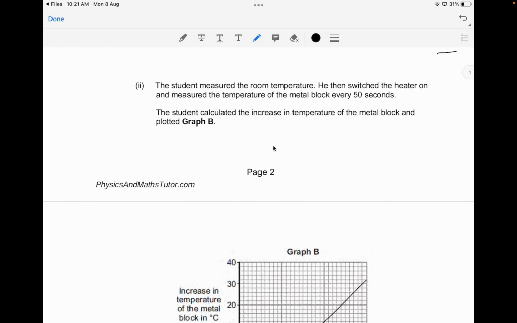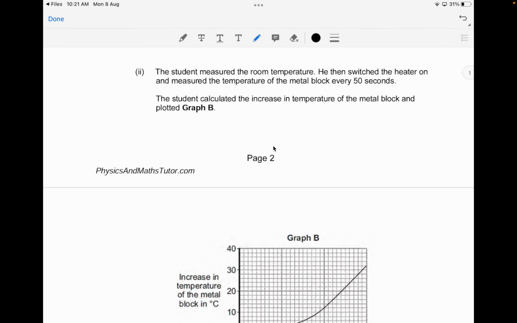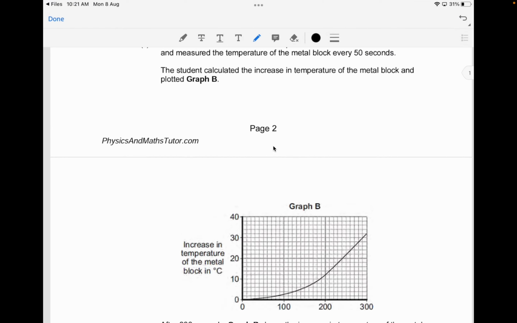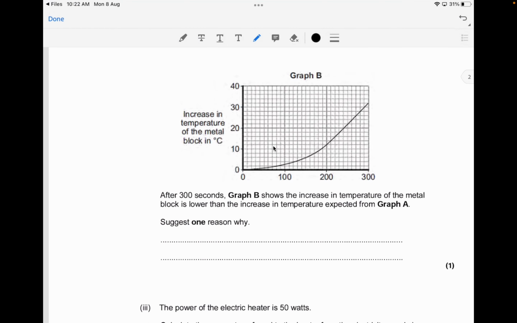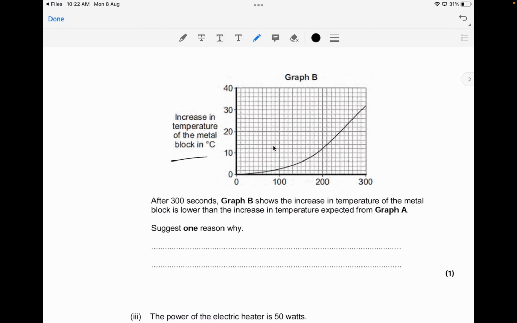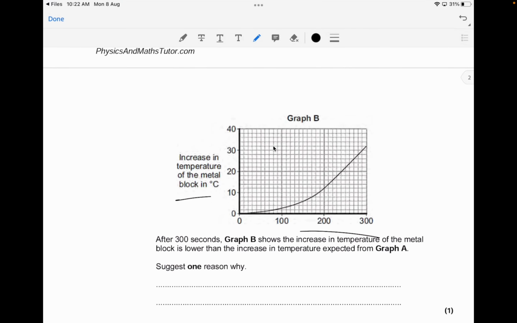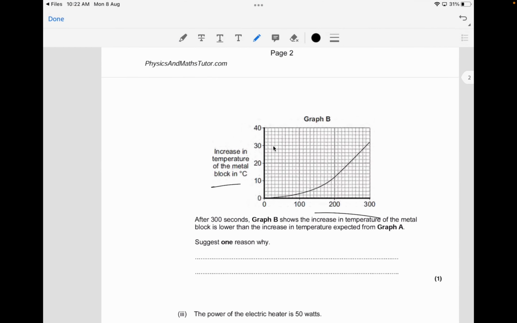Part 2 of question 1 states that the student measured the room temperature. He then switched the heater on and measured the temperature of the metal block every 50 seconds. The student calculated the increase in temperature of the metal block and plotted graph B. Again there's a graph showing the increase in temperature of the metal block in degrees Celsius along with the time, the same as graph A.